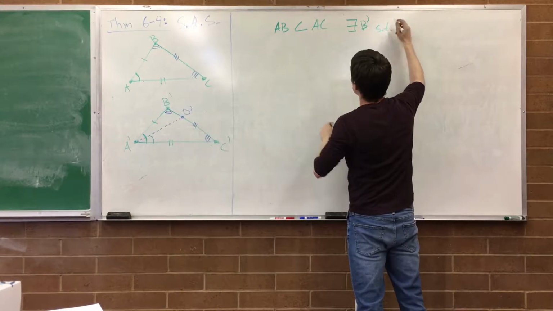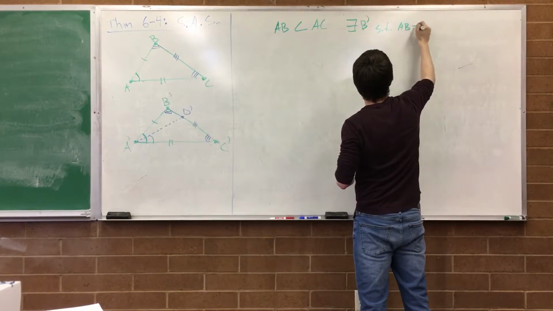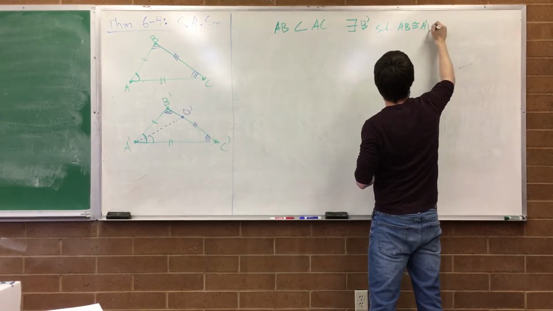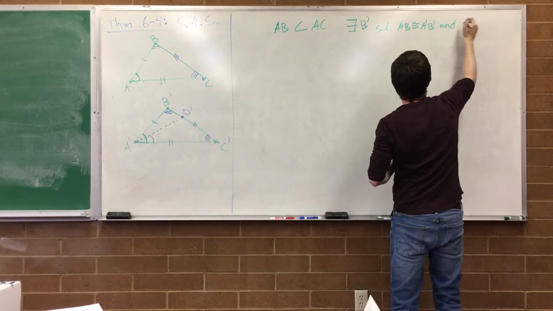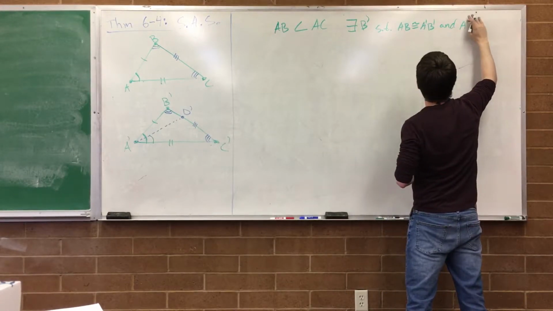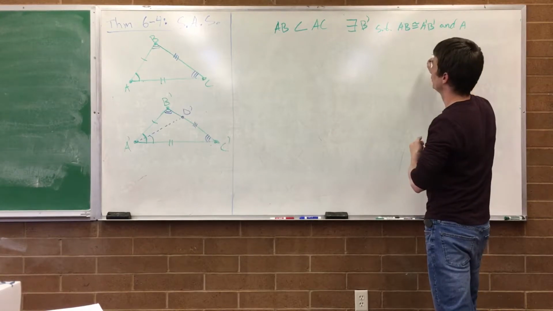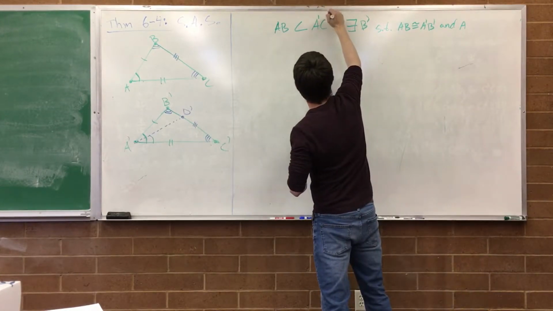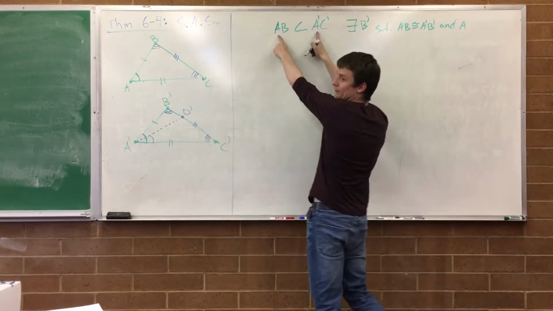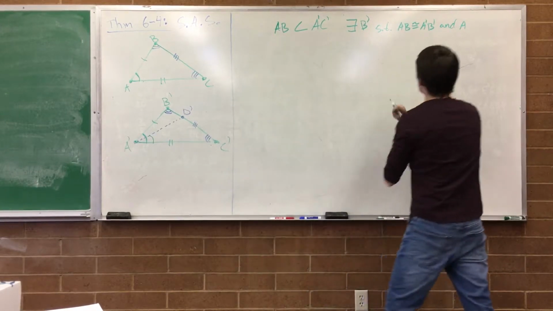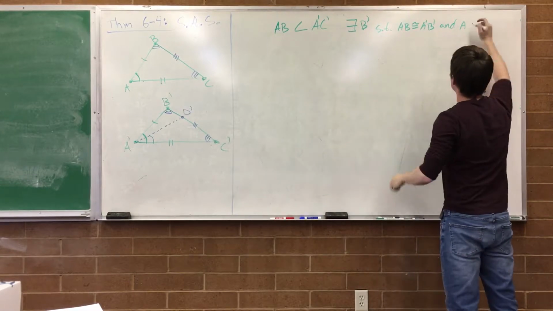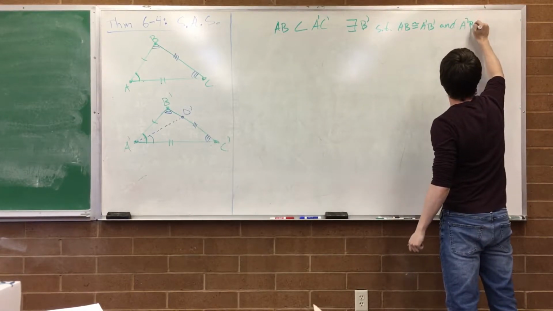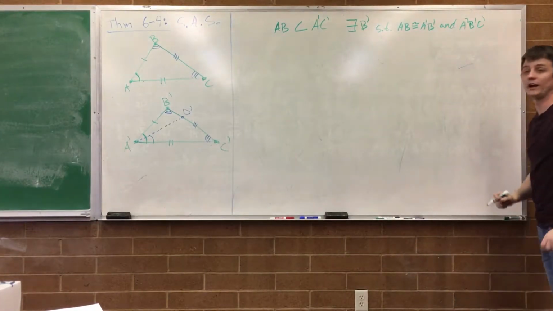such that AB is congruent to A prime B prime. Oops, did I do that backwards? That's supposed to be prime, because we're not using the same points. So AB is congruent to A prime B prime. Right? Yep.